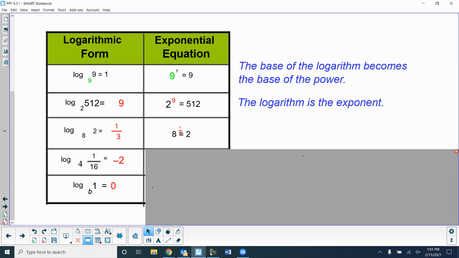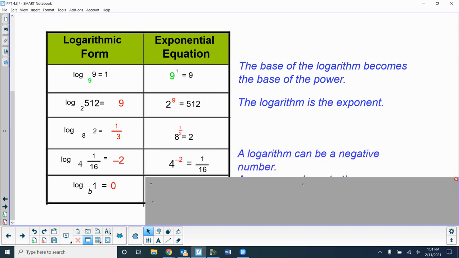Now remember, we say this is log base 4 of 1/16 is -2. So the base is 4. Remember, base was 2, exponent's 9 equals a number. So base is 4, exponent -2 equals 1/16. Good.